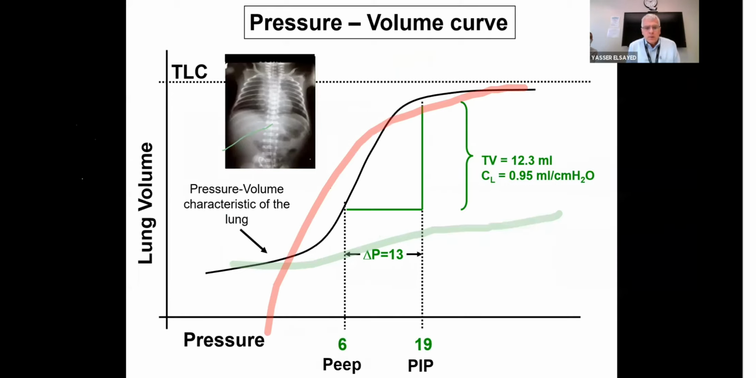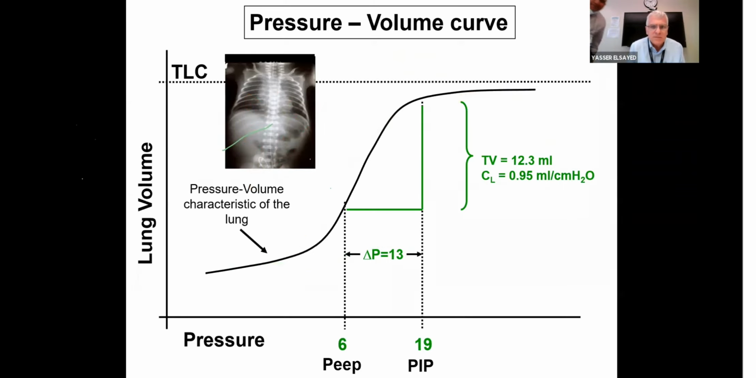Another example: you have an X-ray of a baby that is intubated, and I'm very happy with it. Anyway, you're happy with that X-ray, lungs are well expanded, the heart size is good, no major issues. You're ventilating this baby with a PIP of 19/6.